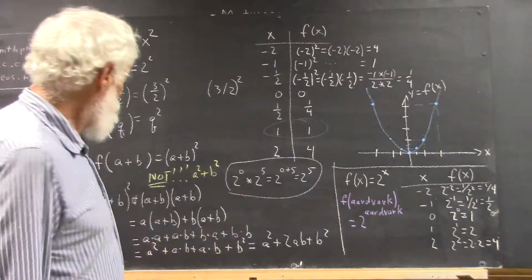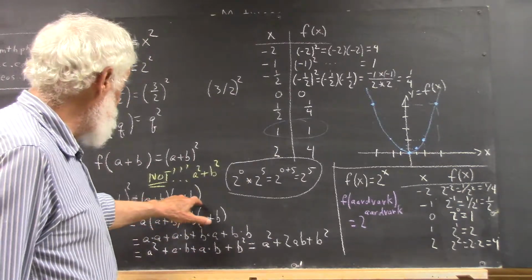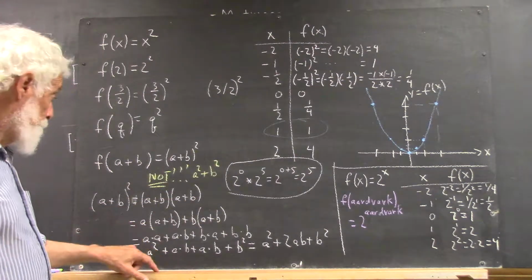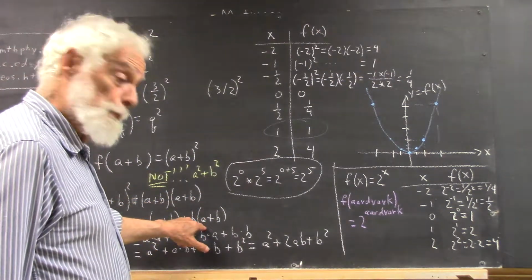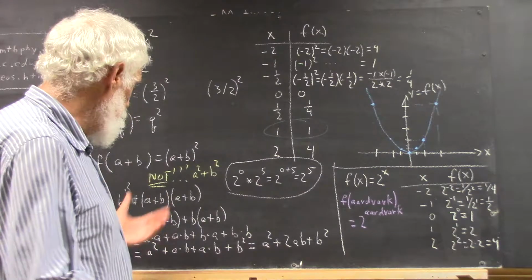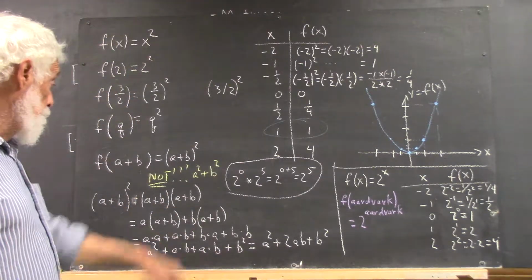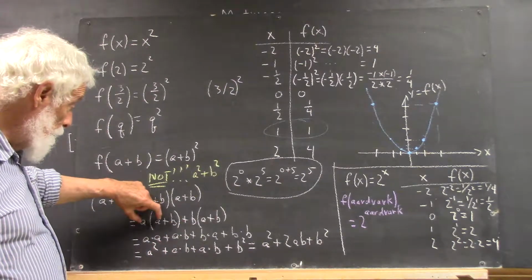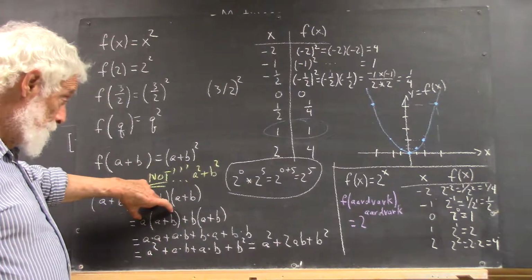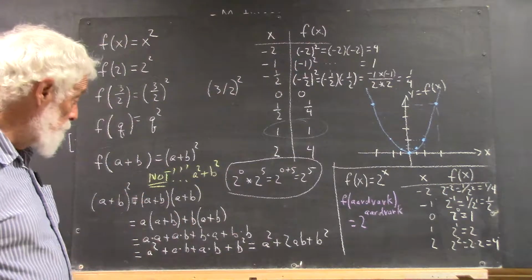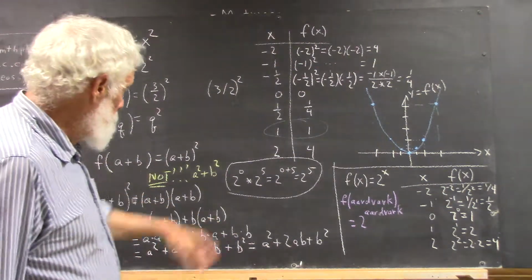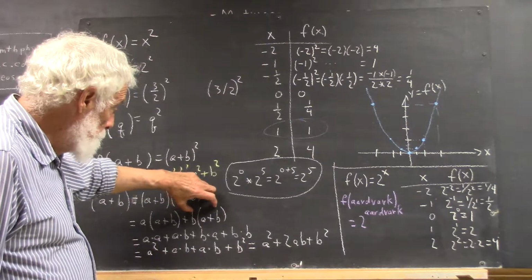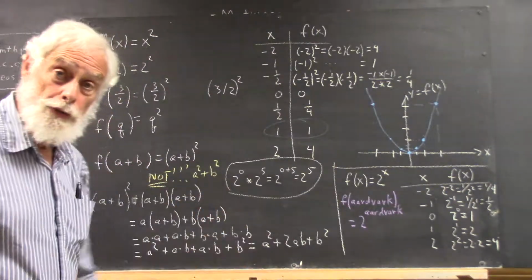By the distributive law, a plus b multiplied by a plus b is a multiplied by a plus b, plus b multiplied by a plus b. And how do you do that? Well, you have a distributive law again. a multiplied by a plus b is a times a plus a times b. And b multiplied by a plus b is b times a plus b times b. Again, by the distributive law.